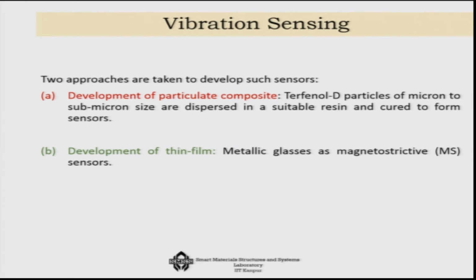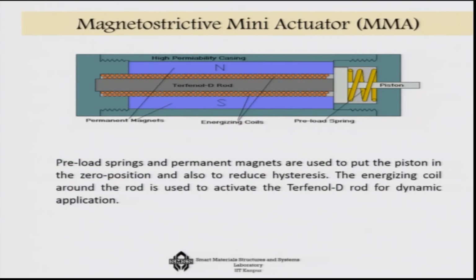There are two ways I will show you. One, as I told you, for sensing applications you can develop particulate composites. Terfenol-D particles are mixed in a suitable resin system and cured to develop a sensor, or you can develop thin films like metallic glasses as magnetostrictive sensors. So, these are two ways.